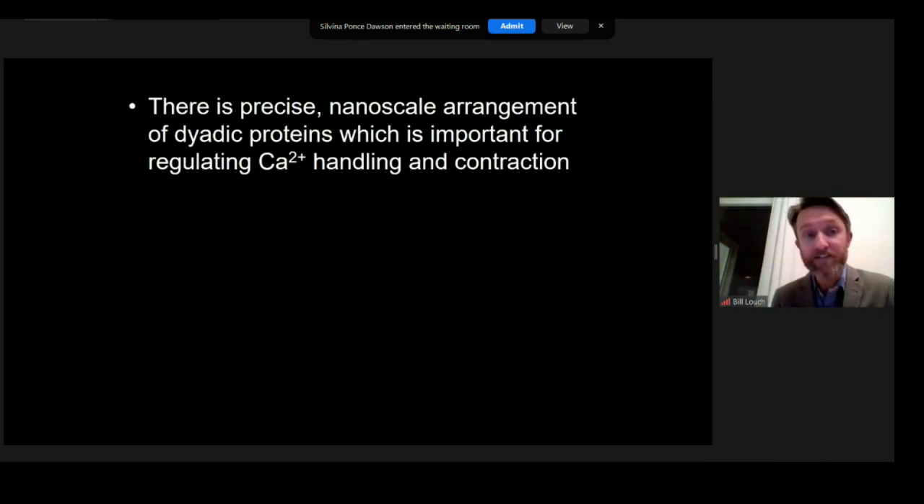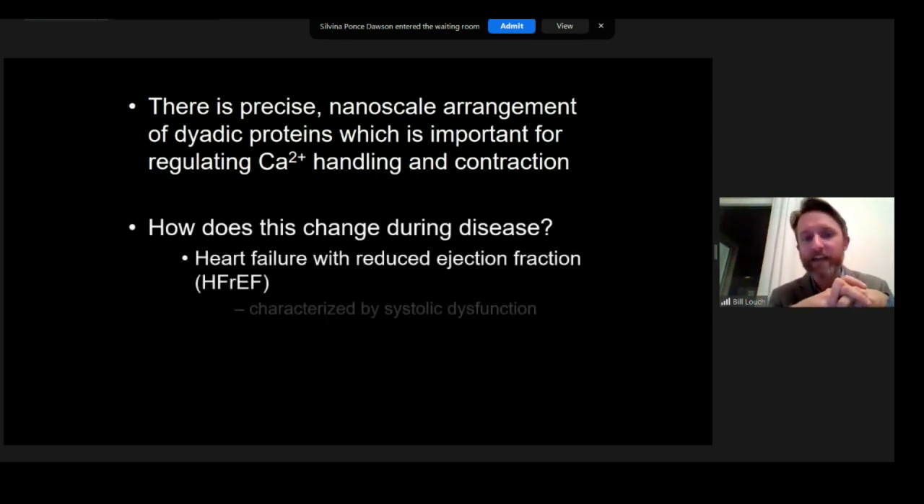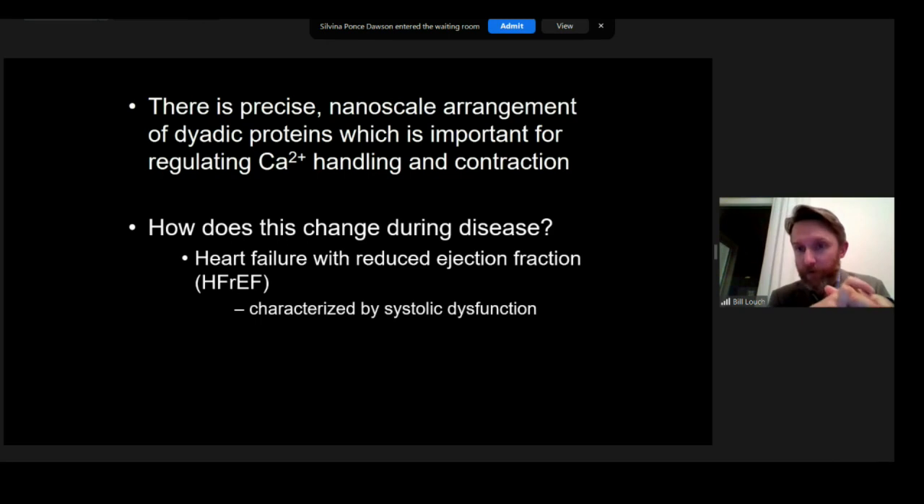And I hope I've convinced you that there's a very precise and nanoscale arrangement of these different proteins that control calcium. It's very important for regulating contraction. So I wanted to just mention in the next few minutes how this changes during disease. And we've looked especially in heart failure.